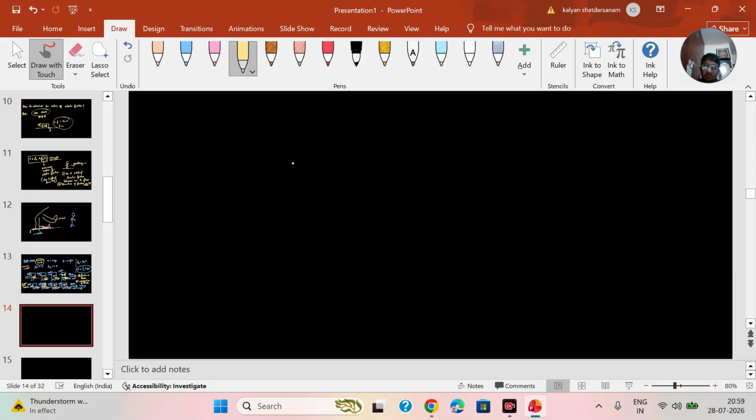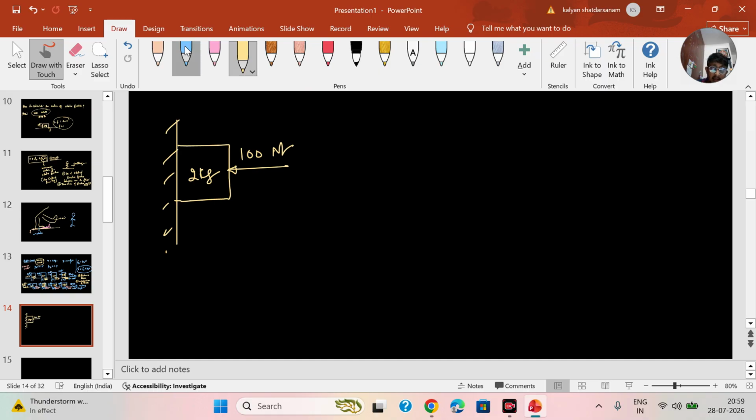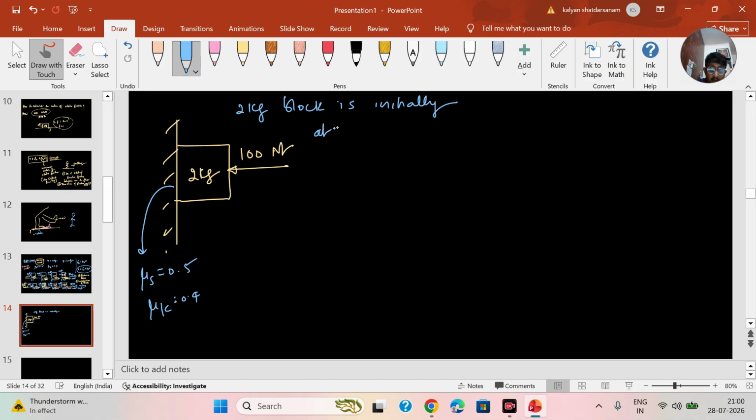Now, I will give you two problems. Both are homework questions. Both are a bit tricky. I've got a wall here, and I've got a block. Its mass is 2 kg. I am applying 100 Newton force like this on the block. So I'm pressing it against the wall. And the coefficient of static friction between wall and block is 0.5. Kinetic friction is 0.4. And the 2 kg block is initially at rest.